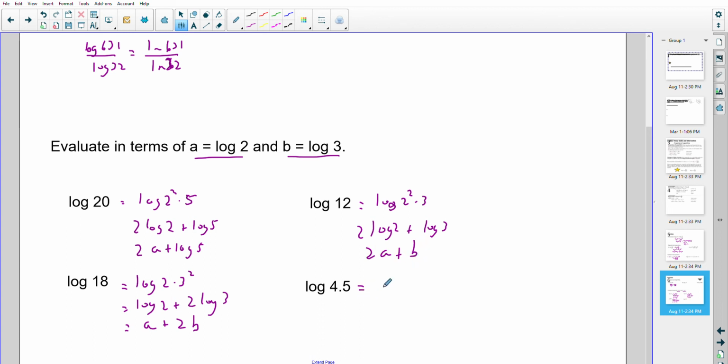Last one, decimal. You want to get rid of that decimal first by writing it as 9/2. Then it's the log of 9 minus the log of 2, which is 2 log 3 minus log 2. By substituting in, you're going to have 2b minus a. So just looking at the product, quotient, power, and change of base rule, and doing a few problems on logs.